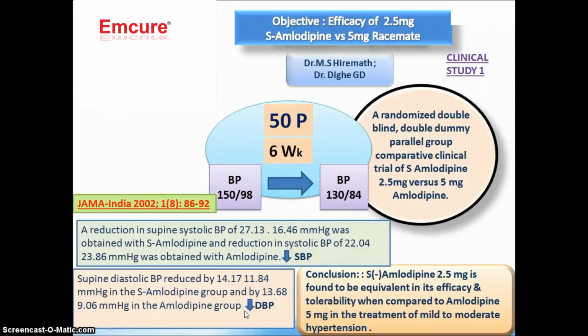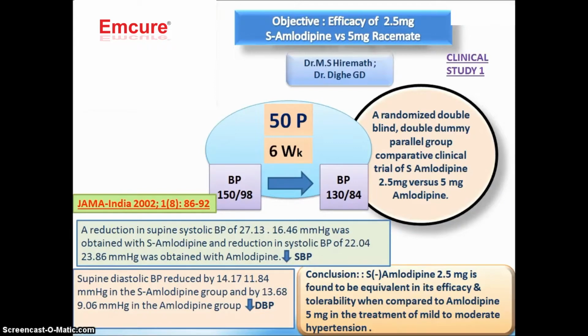So what was the conclusion? Well, S-amlodipine 2.5 milligrams is found to be equivalent in its efficacy and tolerability when compared to amlodipine 5 milligrams in the treatment of mild to moderate hypertension. Now we come to know that S-amlodipine at half the dose is equivalent in its efficacy and tolerability when compared to racemic amlodipine 5 milligrams. Well, this was the outcome or the conclusion of this 50 patient trial.